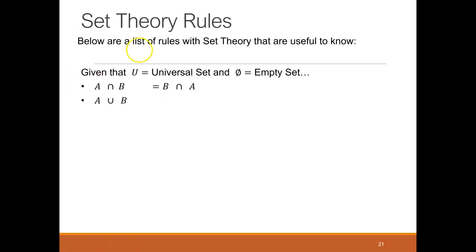So intersection between two sets is commutative, that A intersect B is the same as B intersect A. So the set of numbers that are positive and even is the same as the set of numbers that are even and positive, right? That hopefully makes a lot of sense. The union operation is also commutative. So the set of numbers that are even or positive is the same as the set of numbers that are positive or even.